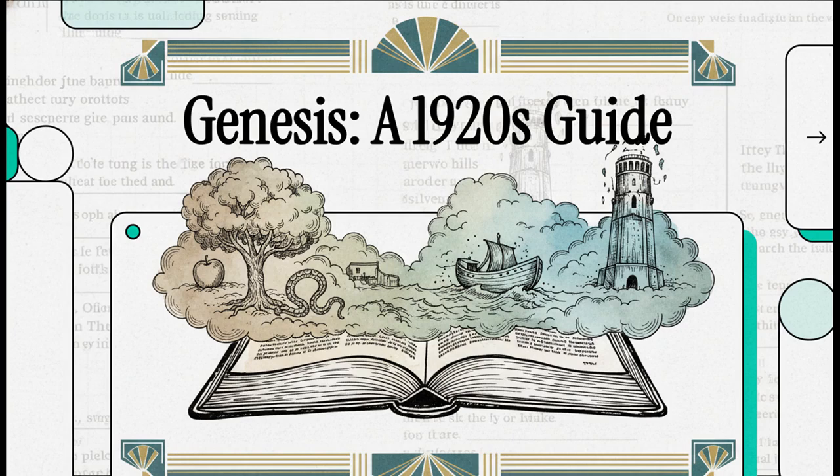Today we're cracking open a kind of time capsule. We're not just looking at the ancient stories from the book of Genesis. Nope. We're going to see them through the eyes of a 1920 study guide, a curriculum that was built to turn these epic tales into direct life lessons.